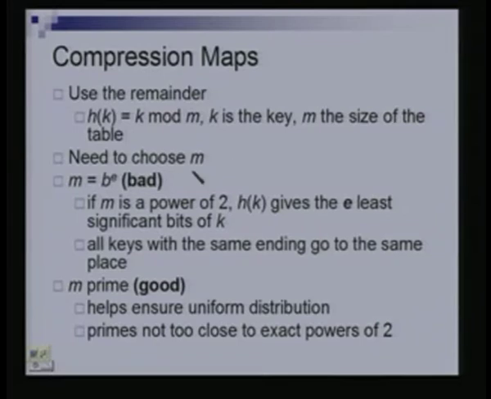Now, suppose you were to choose your m to be 2 to the something, let us say your table is of size 1024. So, m is basically 2 to the 10. Now, what would that imply when I am taking some integer mod 2 to the 10? Essentially that means that I am taking the last 10 bits of that integer. Yes or no?